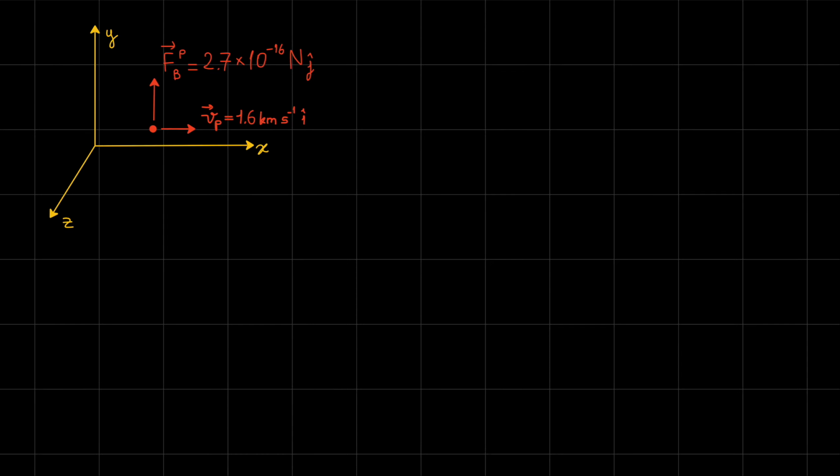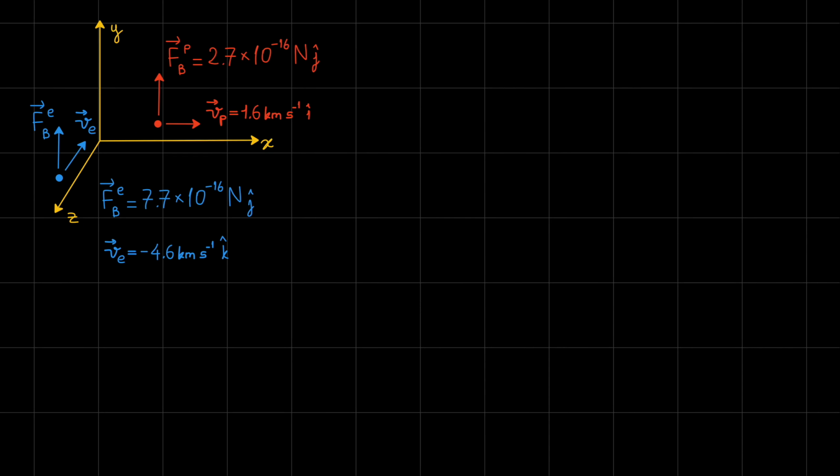A proton is traveling in the positive x direction in an unknown magnetic field, and it experiences a magnetic force in the positive y direction. On the other hand, an electron is traveling in the negative z direction in the same unknown magnetic field, and the electron also experiences a magnetic force in the positive y direction.